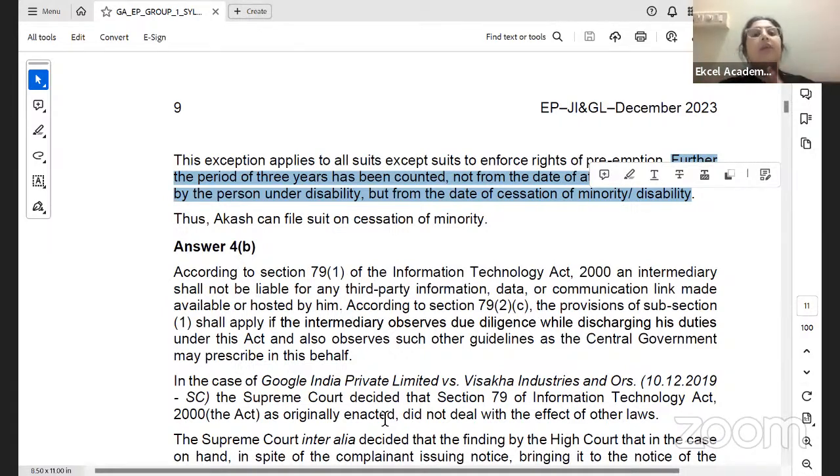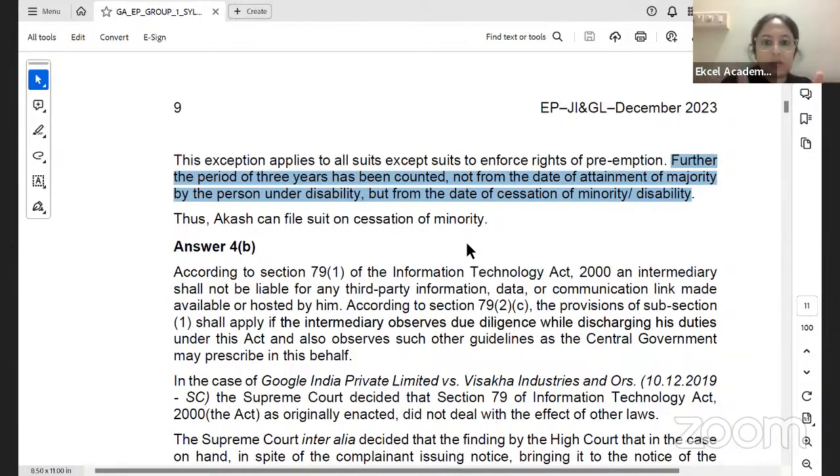So don't tell from the date of attainment of majority, not that. Tell from the date when he ceases to be legally disabled. That means from the date when he becomes legally able, from that day the 3 years will be counted. That is additional information which shows the evaluator that you are 100% sure of the provision. You completely know further that the period of 3 years has been counted not from the date of attainment of majority by the person under disability, but from the date of cessation of disability or minority.